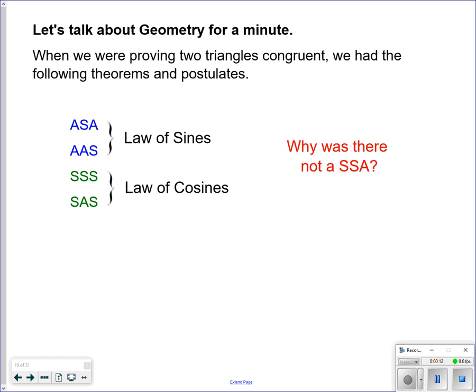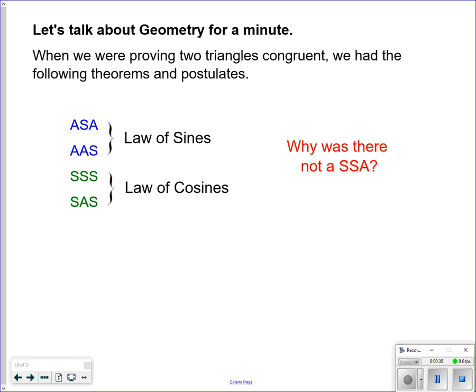Let's talk a little bit about geometry. This isn't on your note sheet, but let's just talk. So just watch this for a second. Remember back when you did geometry theorems and congruent triangles, angle-side-angle and angle-angle-side? Those are actually law of sines. And then side-side-side and side-angle-side, those are law of cosines. And we'll get to law of cosines tomorrow.